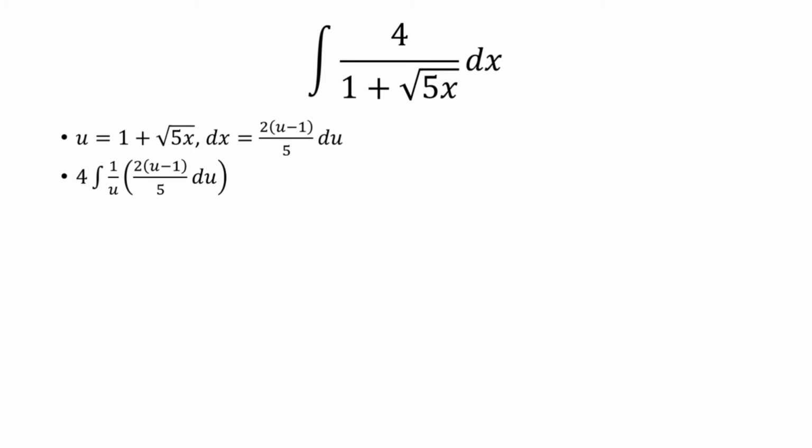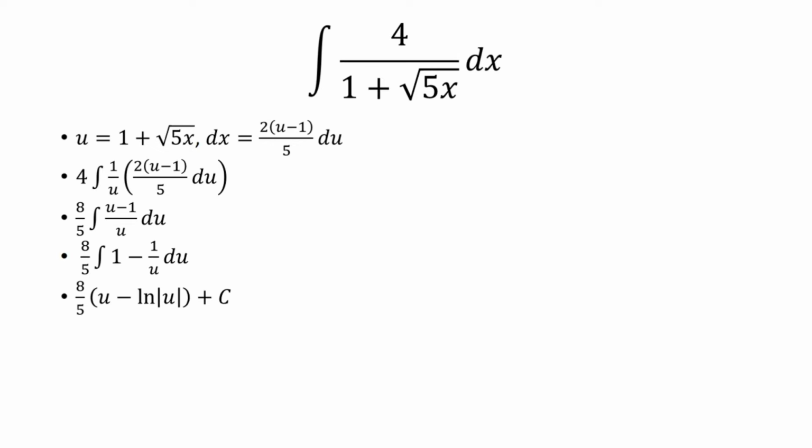Now we could just plug it in. So we have the 4 outside. The denominator is u. And then this whole thing is just dx. We can pull out the 2, so it'll be 2 times 4 is 8. Pull out the 5, that's going to go in the denominator. We're left with u minus 1 over u. And now I'm going to split this up into two fractions. The first one is going to be u over u, which is 1, minus 1 over u.